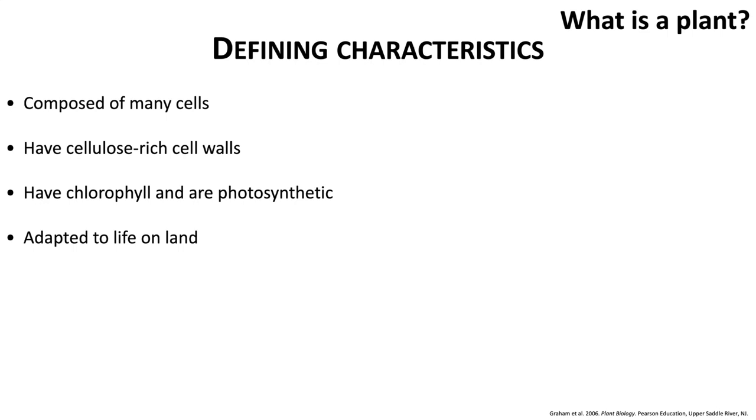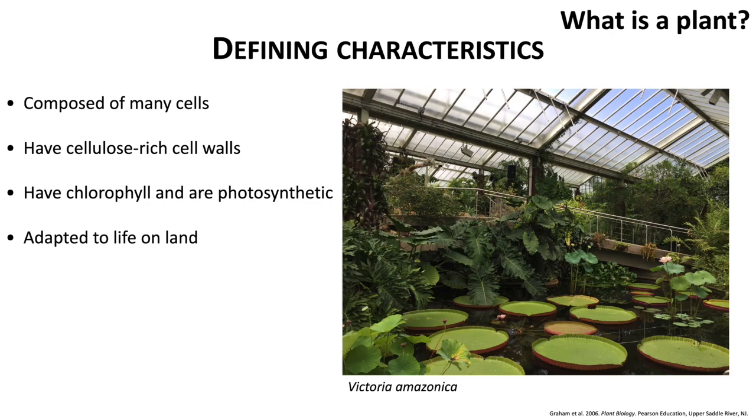And the final characteristic is that plants are adapted to life on land. Of course, there are exceptions to this rule as well. But like the exceptions to the photosynthesis rule, aquatic plants descended from land plants. Or, in other words, they lost the ability to live on land and developed adaptations to live in the water. One example shown here are water lilies. The giant water lilies in this photo are pretty incredible, with leaves reaching up to 3 meters in diameter.